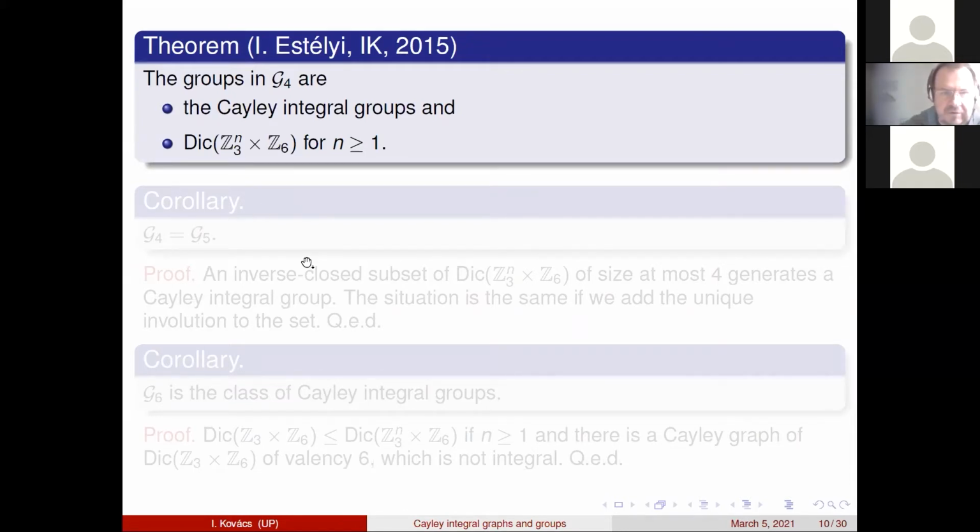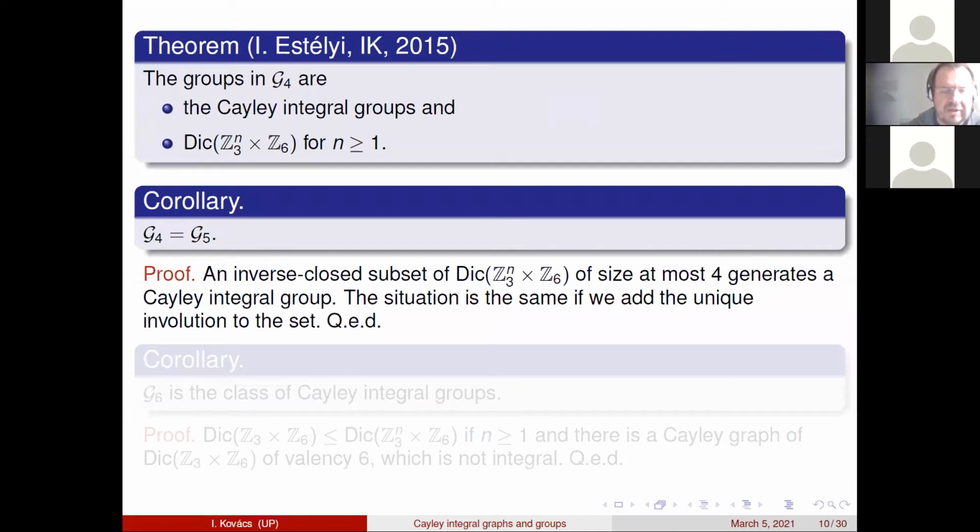And when G4 is done, you can immediately prove that G4 is the same as G5. This is easy because if you take all the inverse closed subsets of these groups of size 4, you can see that they generate a Cayley integral group. And because your graphs essentially live in this group, they must be integral. The situation is the same if you add the unique involution to the set. If you want a 5-valent graph, you just have to add the unique involution, and with the unique involution, no new groups will appear.